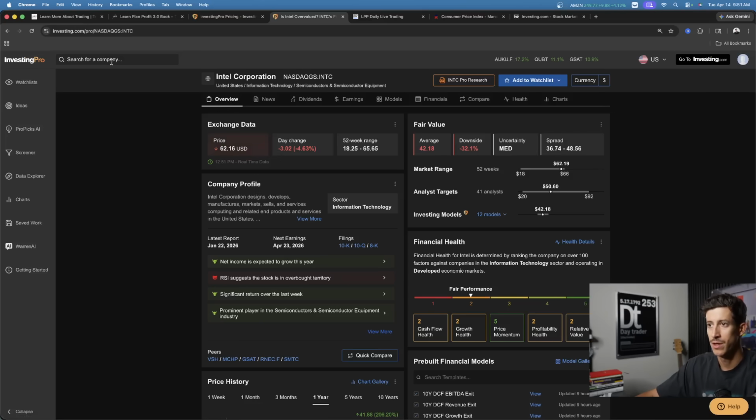Very quickly, in the top left-hand corner, you can type in the ticker. In this case, it's INTC. You click enter, and then it pops up. Very quickly, you can see the fair value in the top right-hand corner based off of analyst targets, 41 analysts, and the market range. This is the past 52 weeks from $18 to $66, currently at 62. And Investing Pro's models show a fair price right around 42. This means that this currently offers 32% downside.